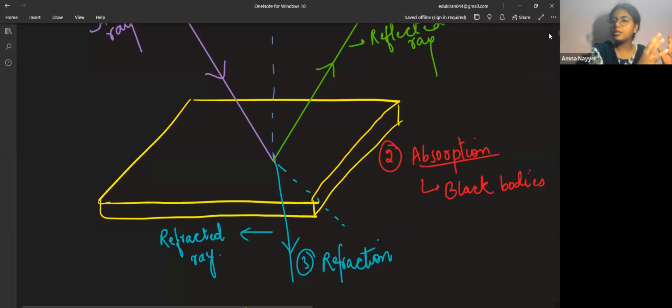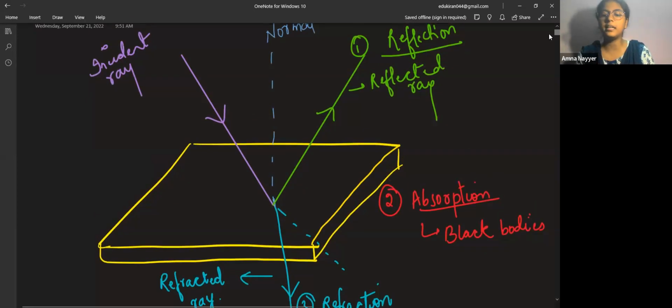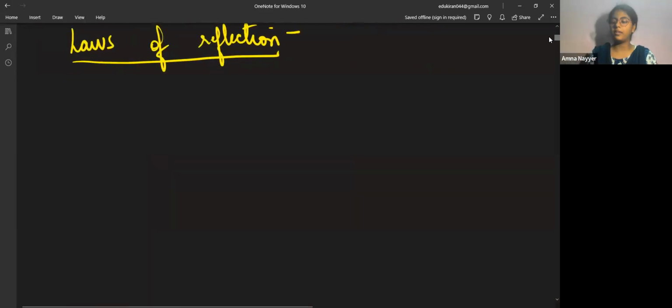So we have mirrors, where we'll study reflection, and lenses, where we'll study refraction. Starting with the laws of reflection, those who were not there yesterday can write this down, because I just started with this and hadn't extended it further. But first let us discuss the laws of reflection.